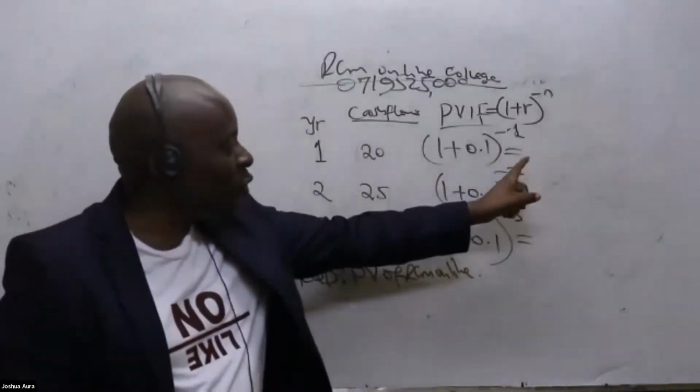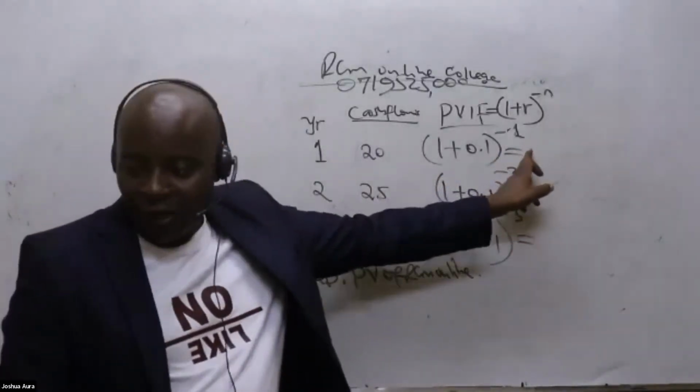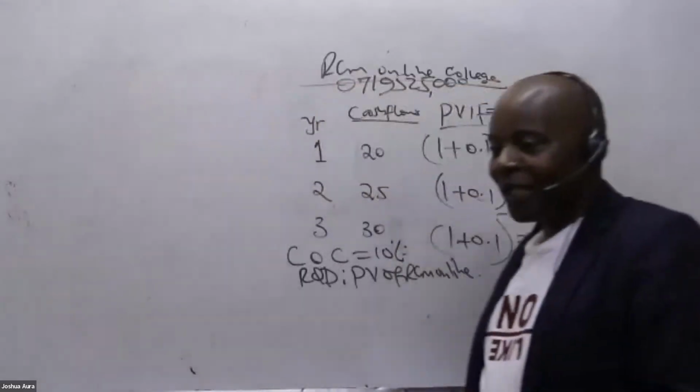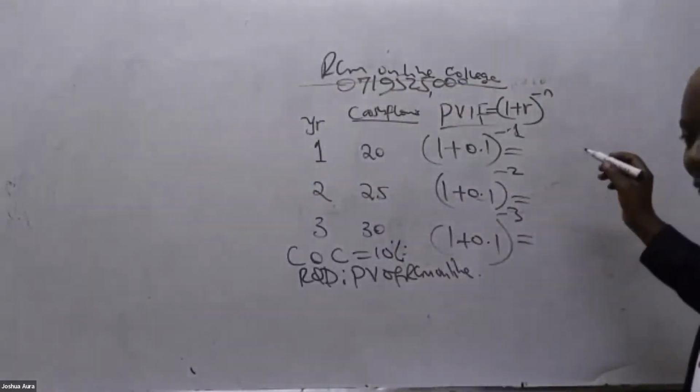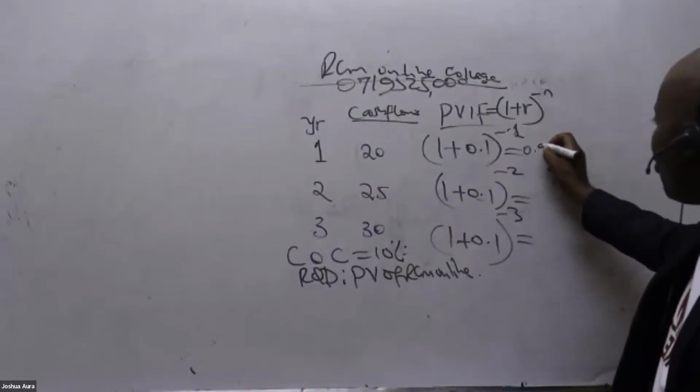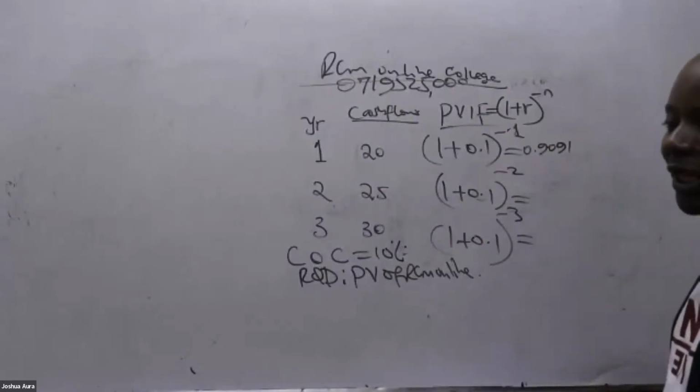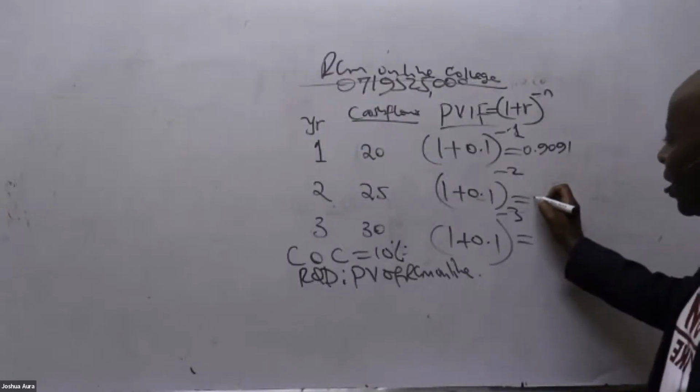Please, that was a commercial break. Could you kindly give me this figure very fast? 0.9091. I hope you have calculators, but use Excel. 0.9091. So you come and give me the second one.